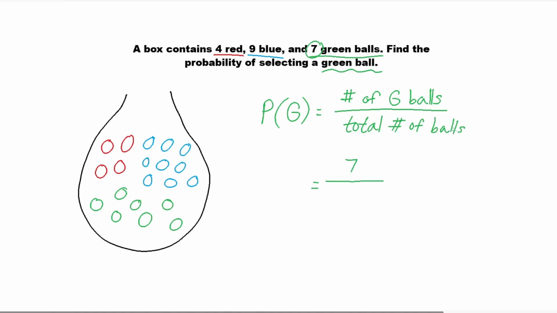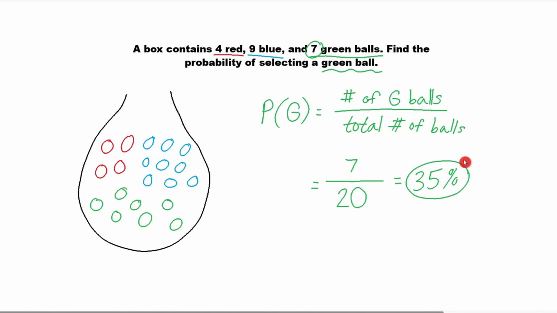And the total number of bowls would be the number of red plus the number of blue plus the number of greens. We could count here in the picture, or we could just add up the numbers. 4 plus 9 is 13. 13 plus 7 is 20. So the probability of getting a green bowl is 7 out of 20, which is equal to 35%.